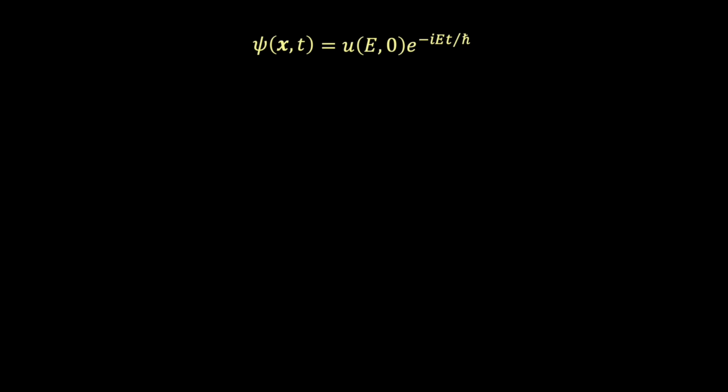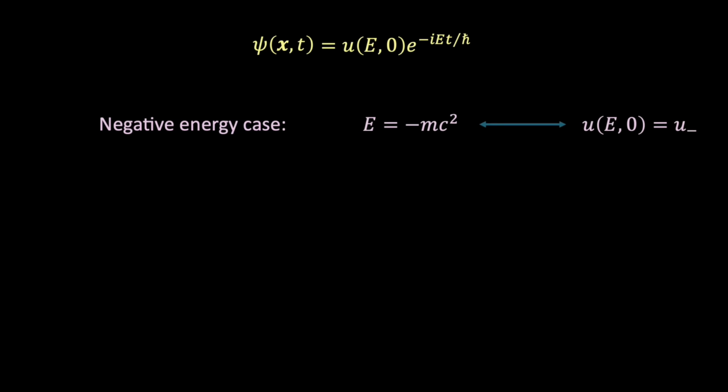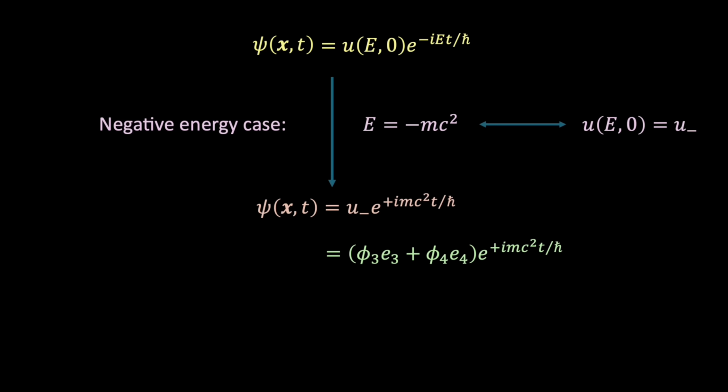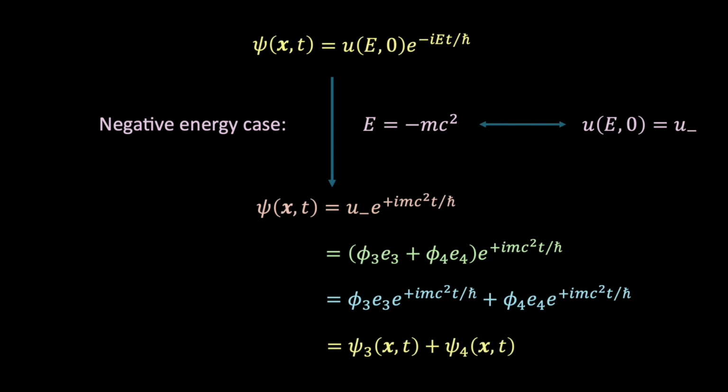On the other hand, in the negative energy case, where E equals minus mc squared, we can write our wave function as U minus times e to the plus i mc squared t over h bar. And since U minus can be written as a linear combination of the basis spinors E3 and E4, we can express the full solution as psi3 plus psi4. These represent two independent negative energy solutions of the Dirac equation in the rest frame. Taken together with the two positive energy solutions we found earlier, we now have four independent spinor solutions in total, and that's exactly how it has to be.